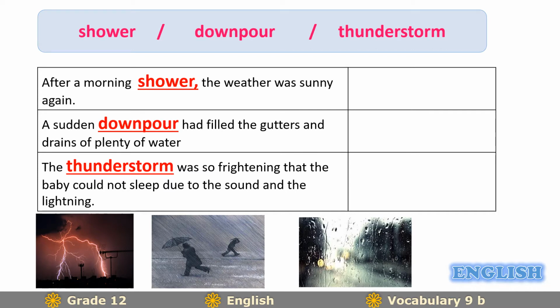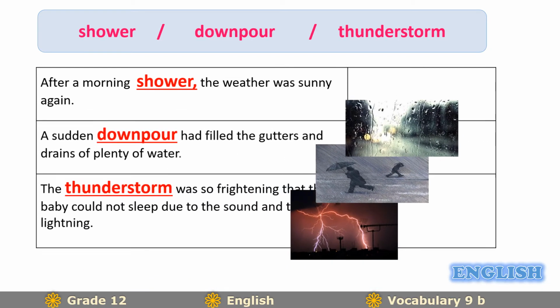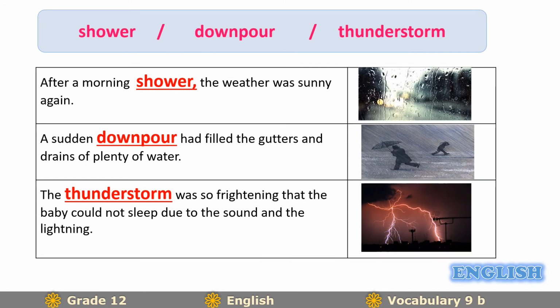All right, so let's correct. Perfect. Very good. So, the first sentence: after a morning shower, the weather was sunny again. So, a morning shower, the word shower means a short period of rain.